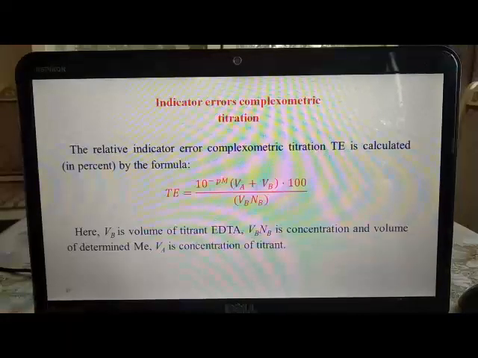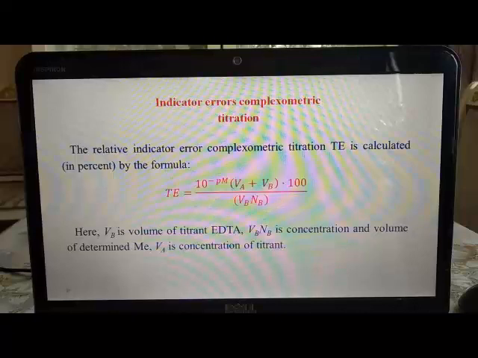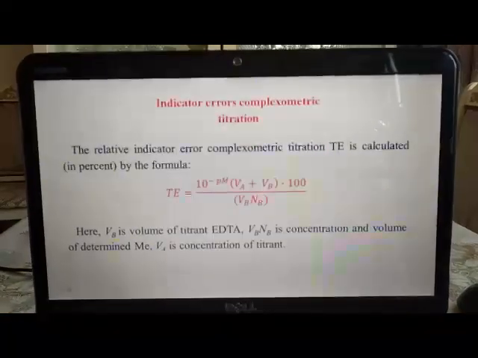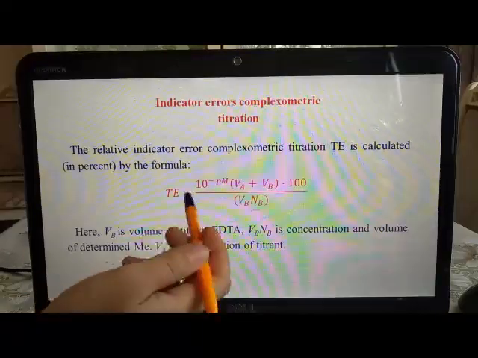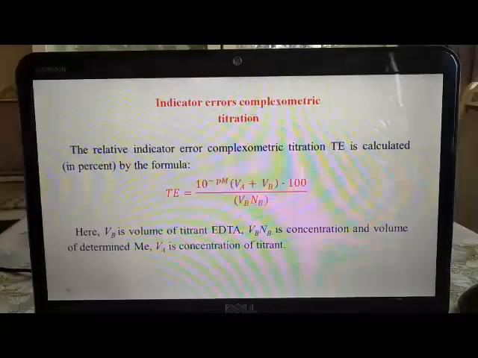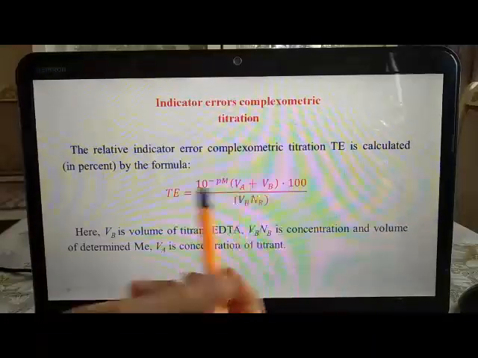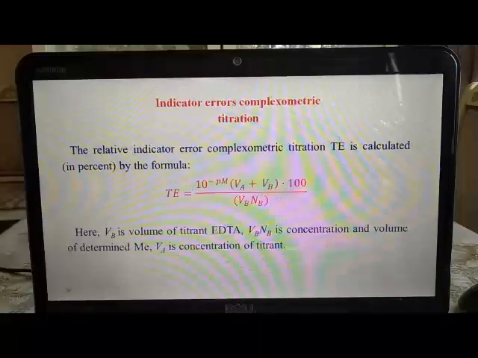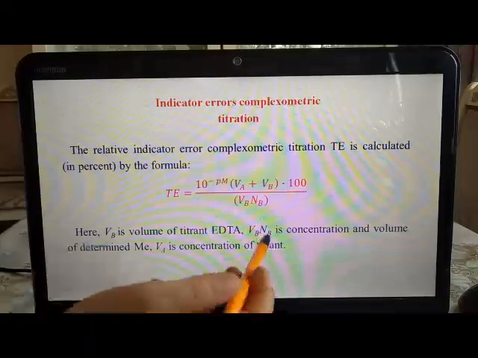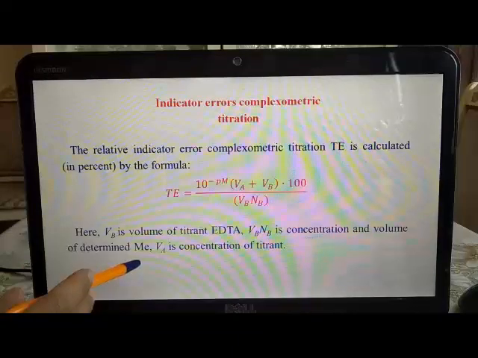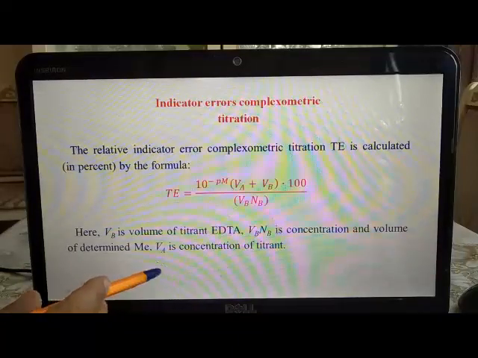Indicator errors of complexometric titration. The relative indicator error of complexometric titration is calculated by the formula. Here V_B is the volume of the titrant, ethylenediaminetetraacetic acid. C_B and V_B are the concentration and volume of the determined metal, and C_A is the concentration of the titrant.